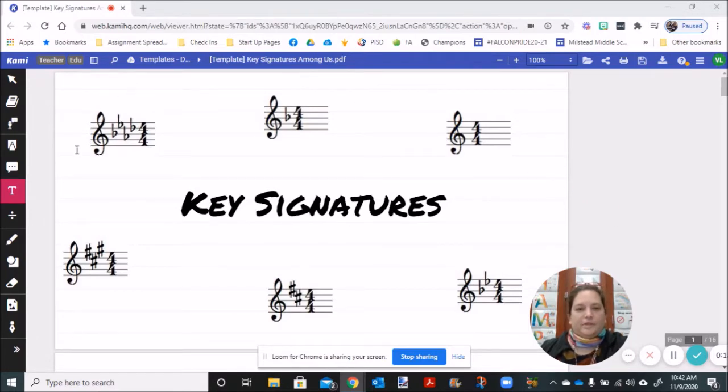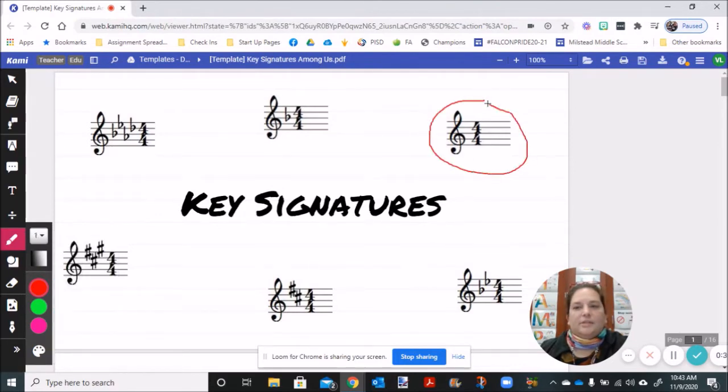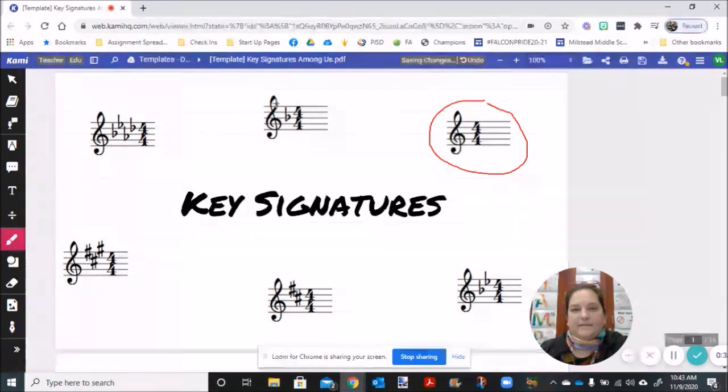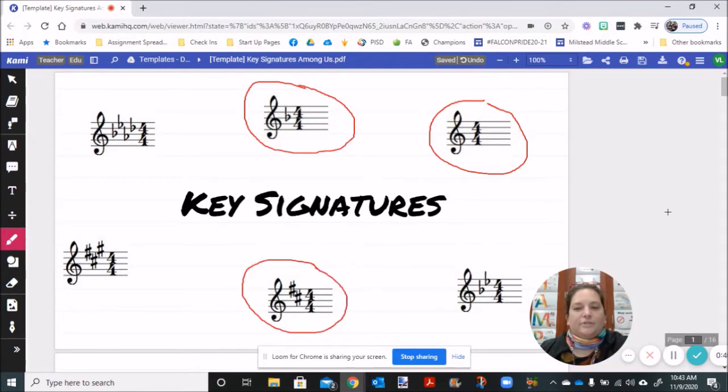So it starts off with our main slide, key signatures, and it gives you many different examples of what a key signature can look like. You can have a key signature like this one, which has no sharps, no flats. You can have one like this, which has one flat. You can have one like this, which has two sharps. You can have four flats, three sharps, two flats. There are many different key signatures.